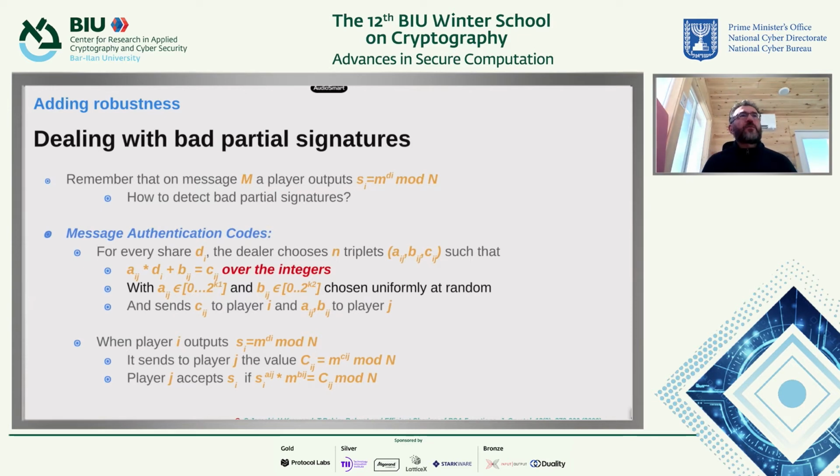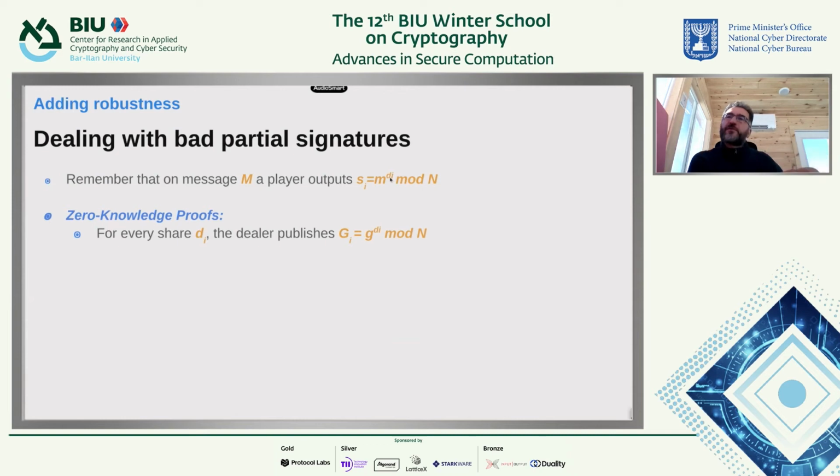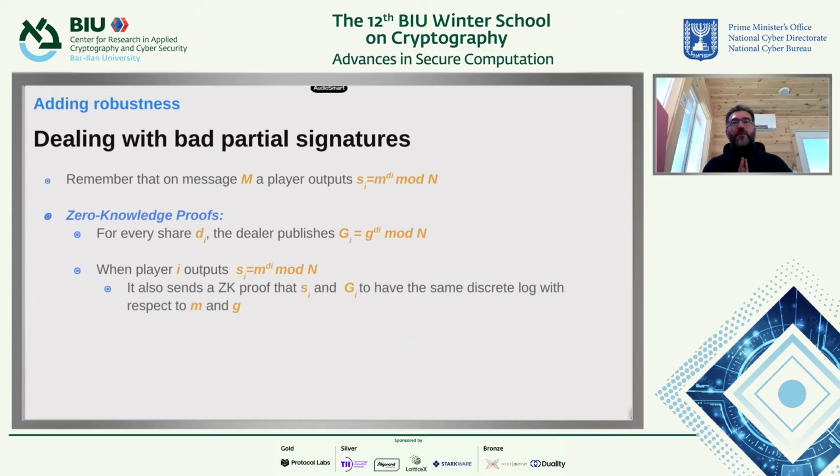The other one, and then I think would be a good place to stop, is to use zero knowledge. For zero knowledge, the dealer is going to augment the sharing phase by publishing a public commitment to the partial share. So G to the DI will become a commitment to DI that everybody knows. And remember that the partial signature is M to the DI, right? So this is if you do our things where we remove the n factorial, but even with the n factorial, you can put the n factorial in both of them. It doesn't matter. What is necessary is that the player has to add a zero knowledge proof that SI and GI have the same discrete log with respect to M and G.